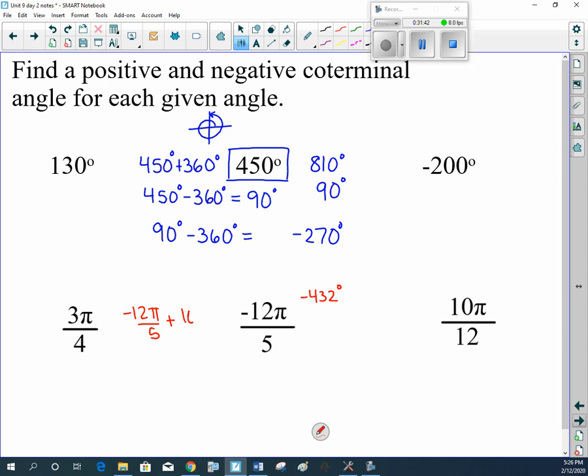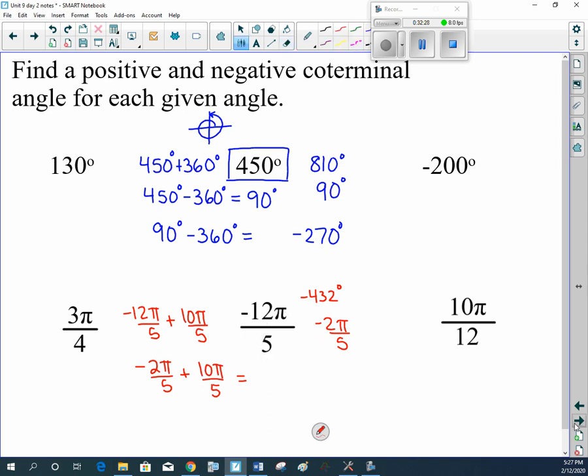Okay, so if you take a negative 12 pi over 5 and you add a positive 10 pi over 5, that gives you a negative 2 pi over 5. Well, once again, this is already negative. I'm supposed to come up with a negative and a positive, right? So let's add another 2 pi to that. So a negative 2 pi over 5. Let's add another 2 pi. So that's 10 pi over 5. And if you add those two together, you end up with 8 pi over 5.